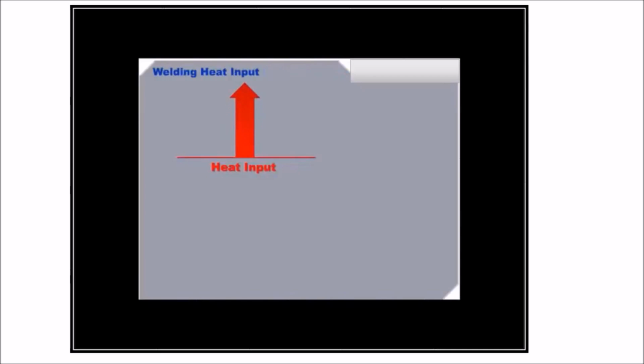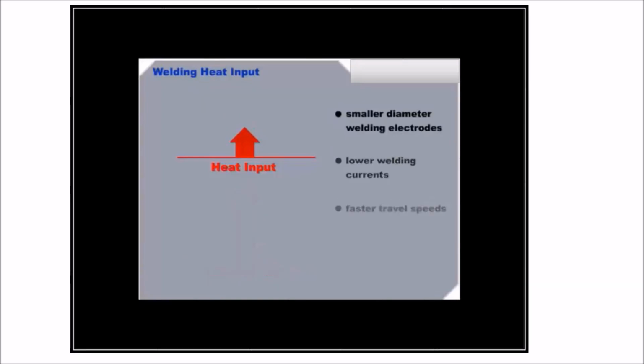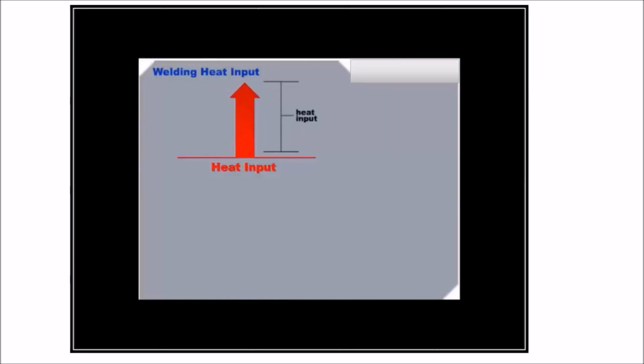As the heat input increases, the cooling rate decreases. The use of smaller diameter welding electrodes, lower welding currents, and faster travel speeds will all tend to decrease the heat input and therefore increase the cooling rate. For any arc welding process, the heat input can be calculated. It is dependent only on the apparent welding current, arc voltage, and travel speed, as measured along the longitudinal axis of the weld joint. The formula for welding heat input is shown on your screen.